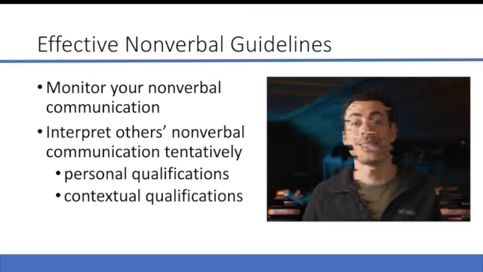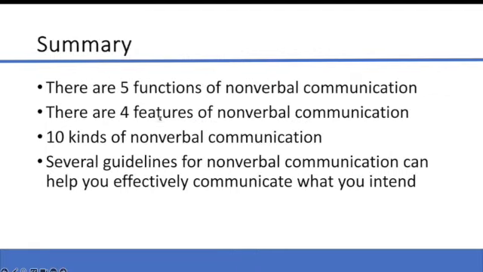So when we say personal qualifications, you want to be thinking about it and verifying it before you assume that it's a fact, right? So think about what's going on with that person, the personal qualifications. And then for the contextual qualifications, think about what's happening in the environment and whether whatever you're interpreting fits in that particular environment. Okay, so those are the guidelines for effective communication.